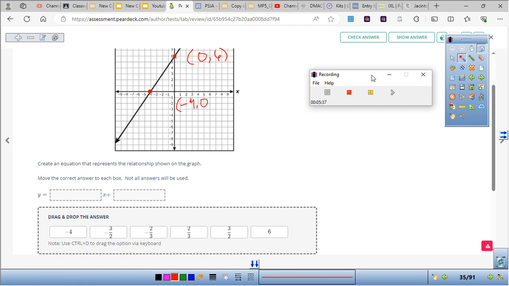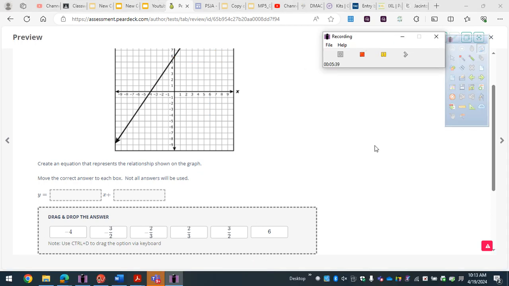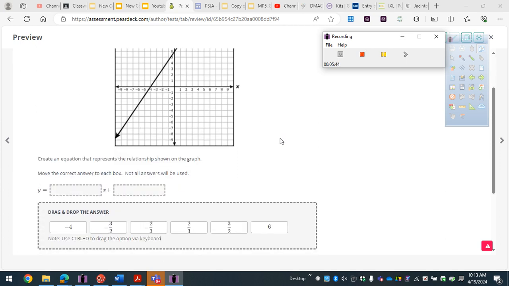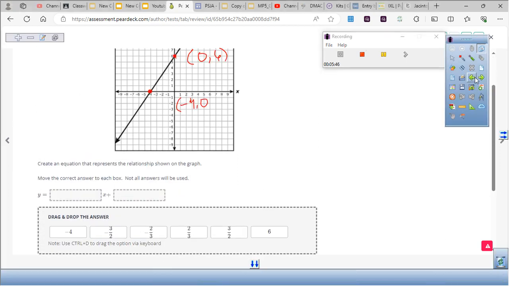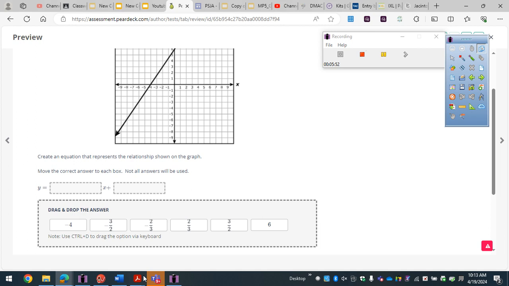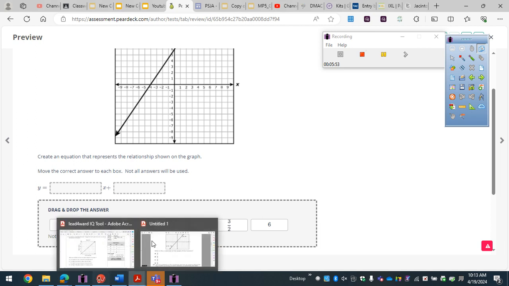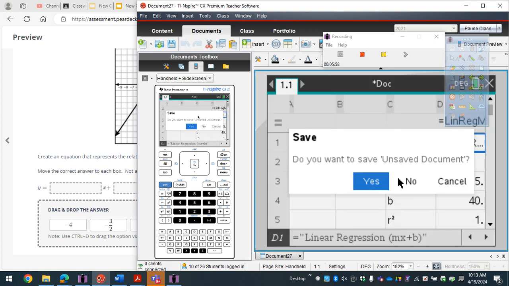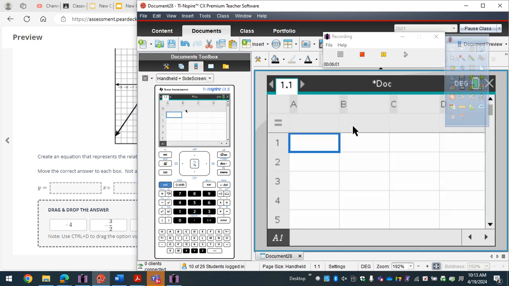and 0. I forgot where I'm at. Basically, you want to get 2 points from here, right? Oh, I think I started doing it already. Yeah, 0, 6 and -4, 0. So try to calculate.